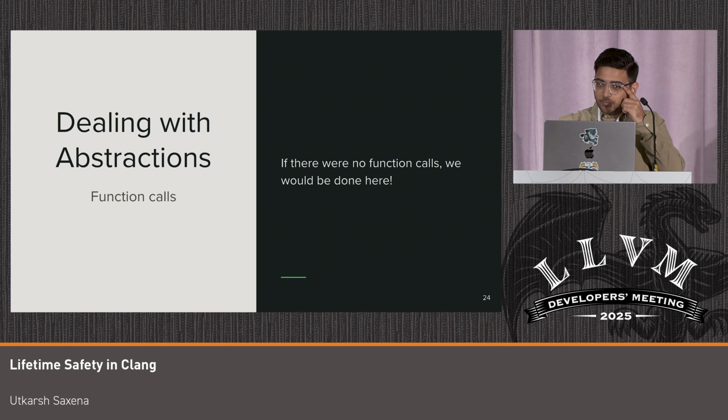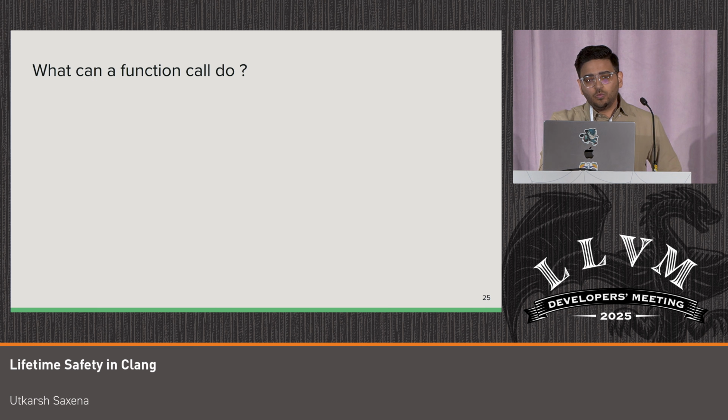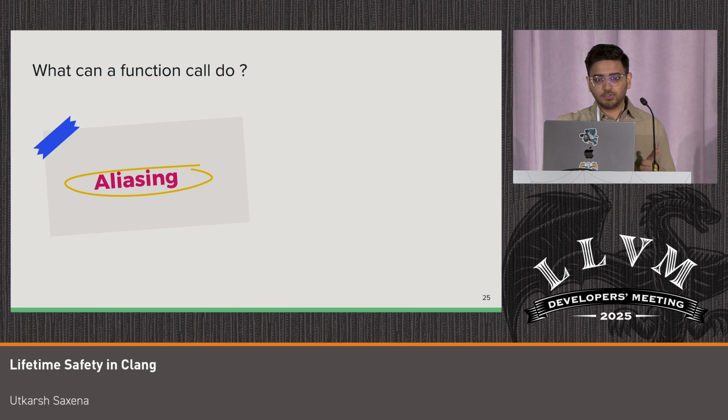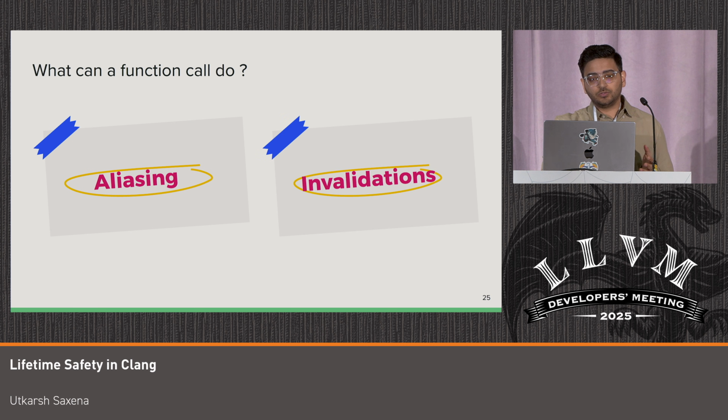Now, if there were no function calls, we might have been done here. Our program might have been a single large, completely inline main function, and we could just figure out all the things that we care about in a single place. Let's see how we can deal with abstractions. What can a function call do? It can introduce new aliases, and it can also invalidate storage that it might receive through the function arguments.